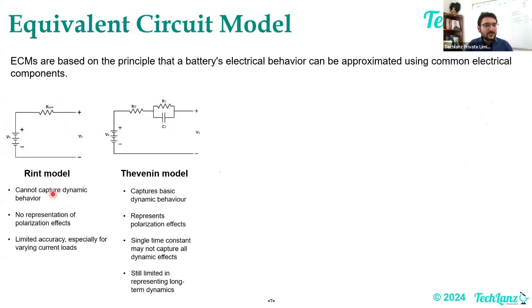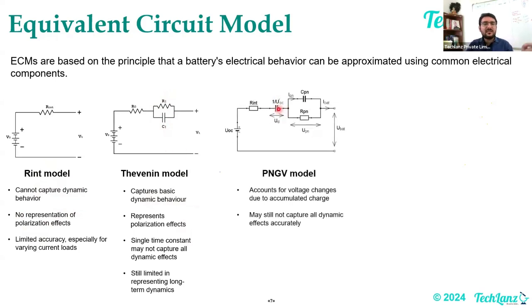So, what is the disadvantage of this one? This model was not able to model the dynamic behavior. Dynamic behavior means how the cell responds to the change in the current, right? Anyhow, we'll talk about it in much more detail. You will understand what the polarization effects are and all those things. This additional element helped to represent the dynamic behavior, but still it could not capture a very high dynamics environment. So scientists added one more capacitor over here.